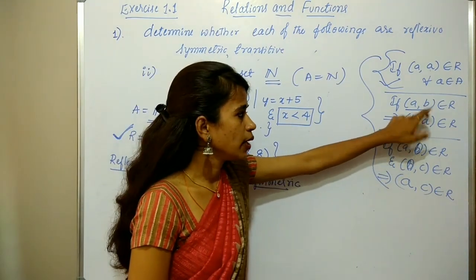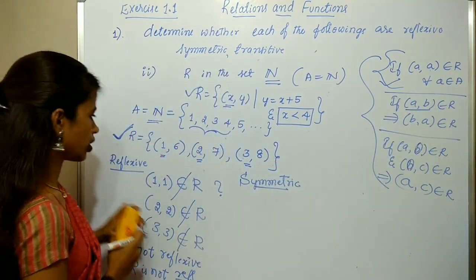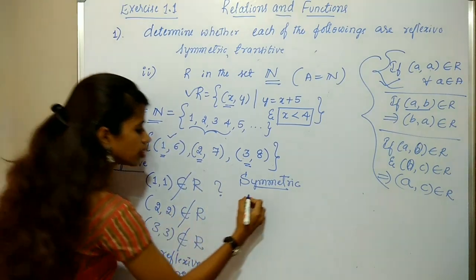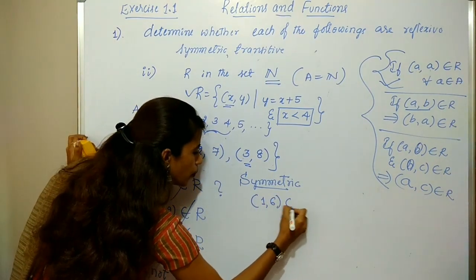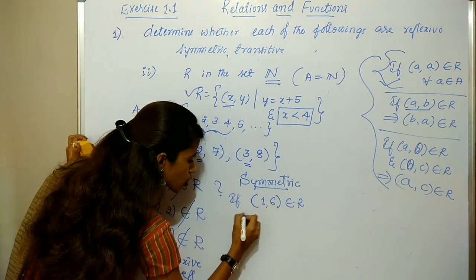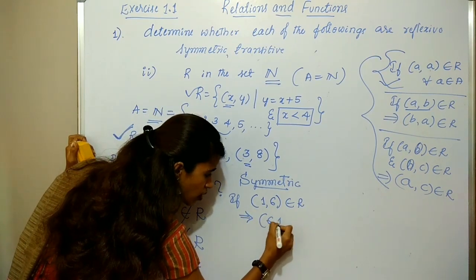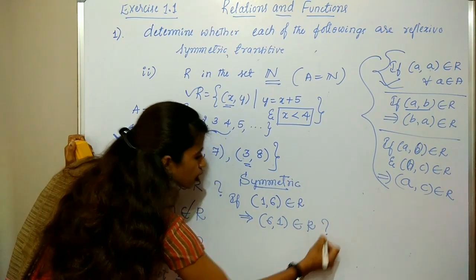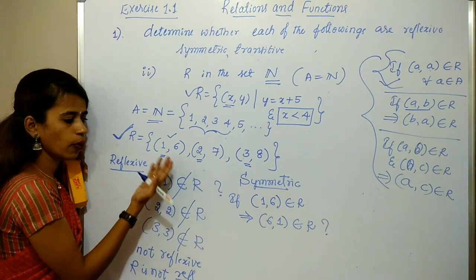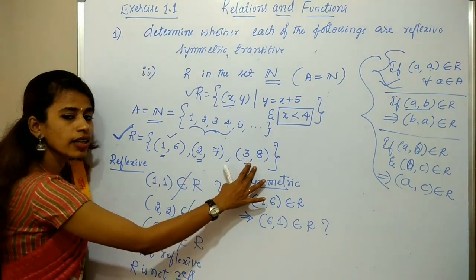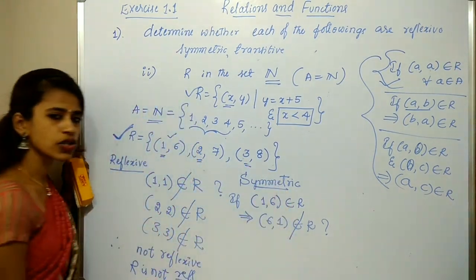If I take any ordered pair, its reverse also belongs to that relation. I am taking 1, 6. Here 1, 6 belongs to R. If 1, 6 belongs to R, this implies 6, 1 belongs to R. 1, 6 clearly belongs to R. What about 6, 1? 6, 1 is not in the relation R. It does not belong to R.